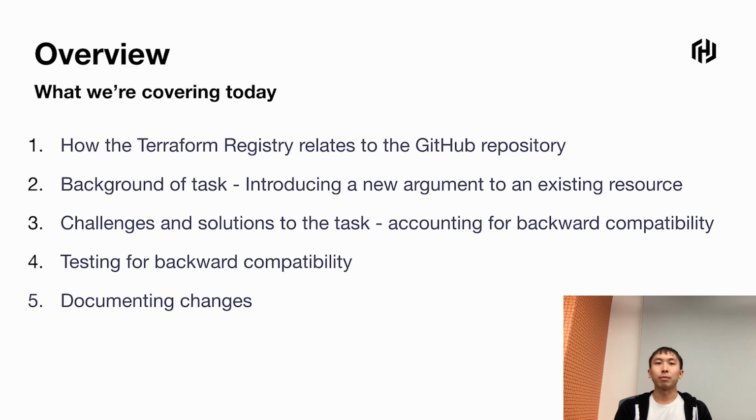Next, we'll test for backward compatibility. That involves listing out the various test cases, putting ourselves in the shoes of practitioners to see how they might use the resource, and test for the different use cases. Finally, we'll talk about how we document these changes to ensure that practitioners know what are deprecated arguments and what are the new arguments that they should be using, as well as what are the new arguments that are related to the new feature releases. So let's dive right in.